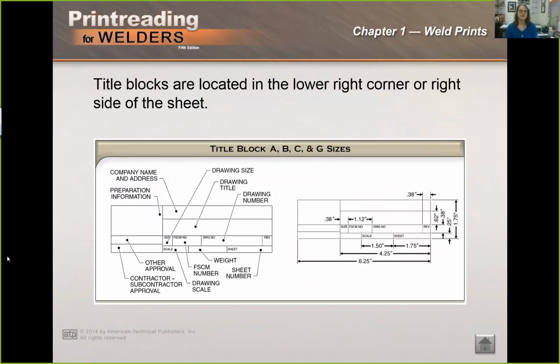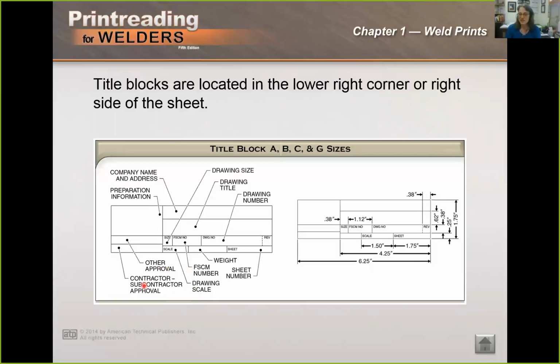The title block, as I mentioned, has got a lot of important information. It is always located in the lower right-hand side of the drawing. I've never seen one in industry located anywhere else. That has to do with how we fold these prints and how we file them.